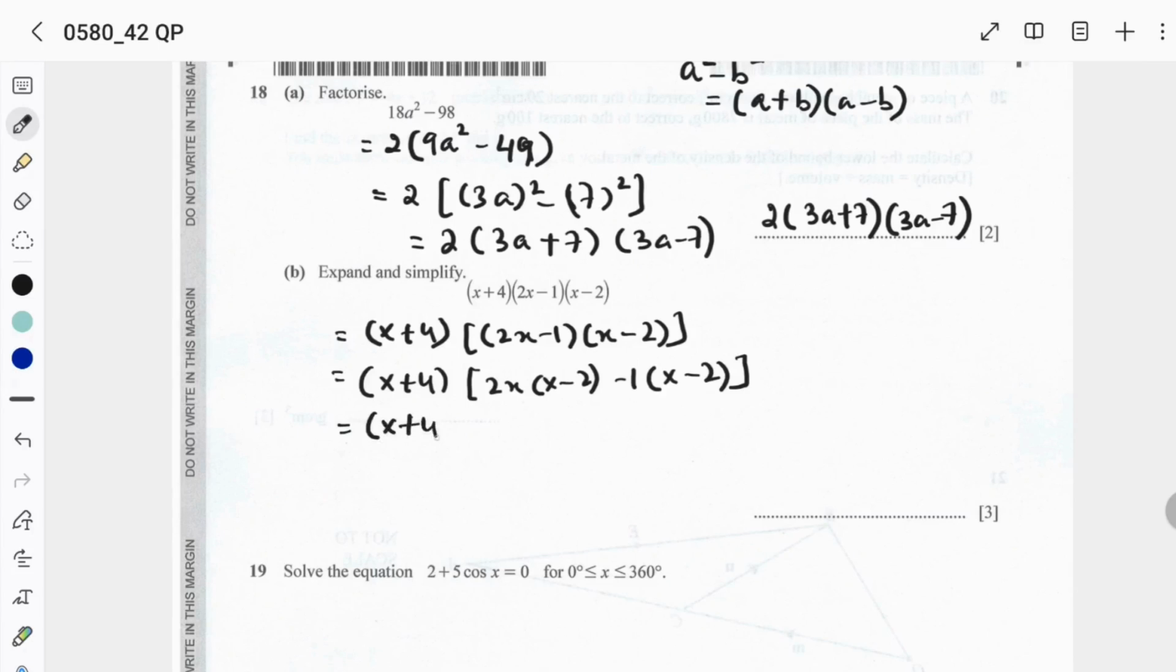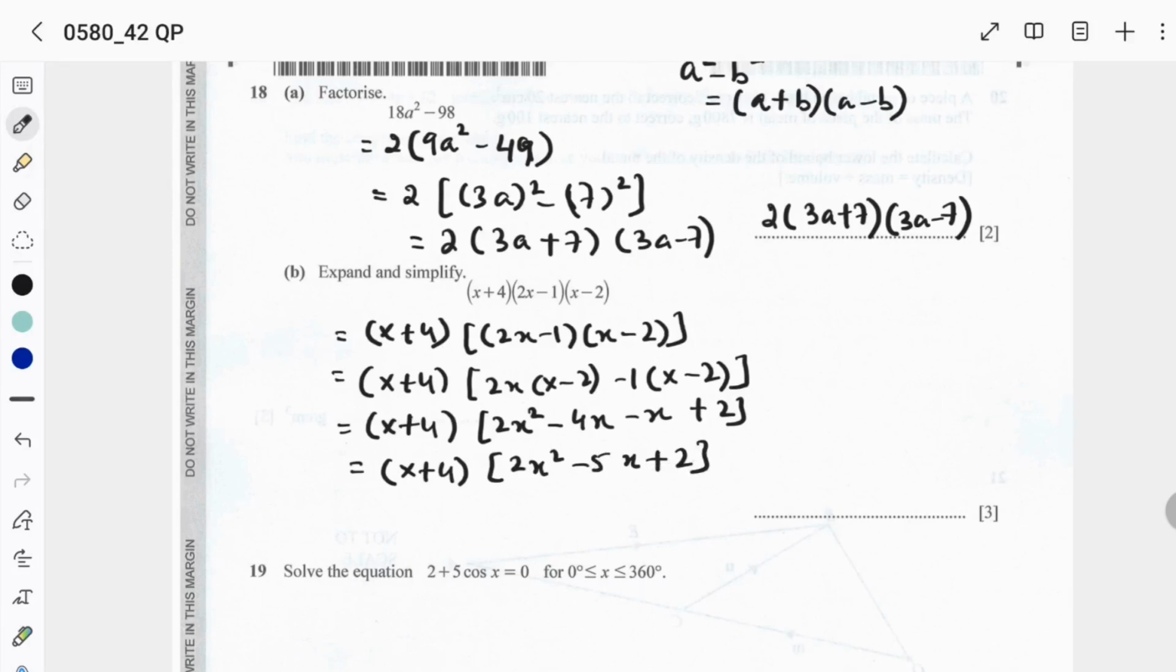So that is 2x square minus 4x minus x and then plus 2. Simplify this and then multiply this number by x plus 4. 2x square minus 5x and then plus 2. Now we are ready to multiply with x plus 4. x times 2x square minus 5x plus 2 and plus 4 times 2x square minus 5x plus 2.